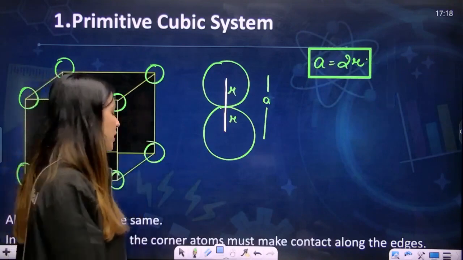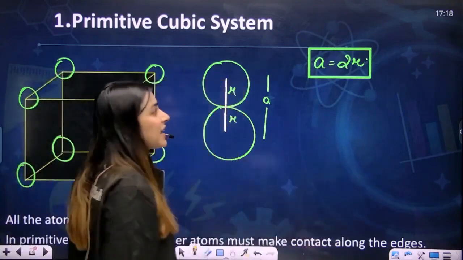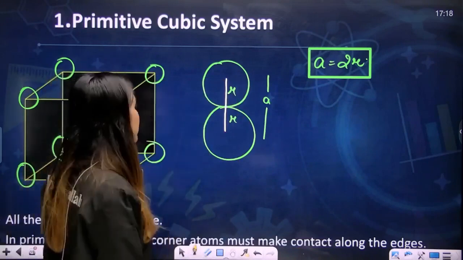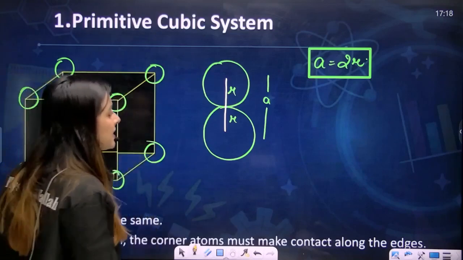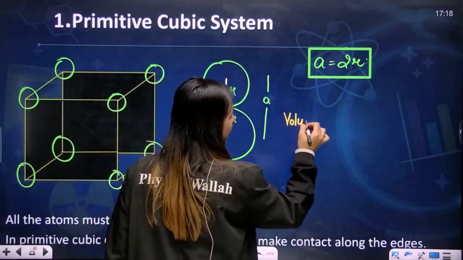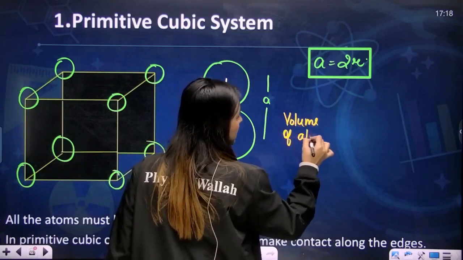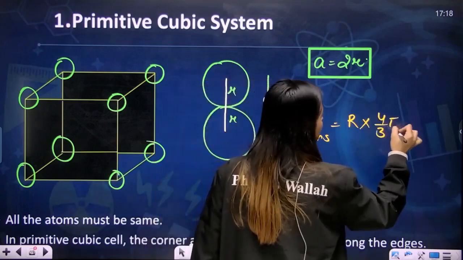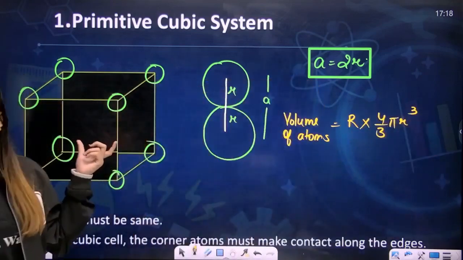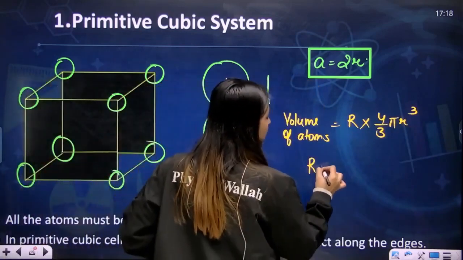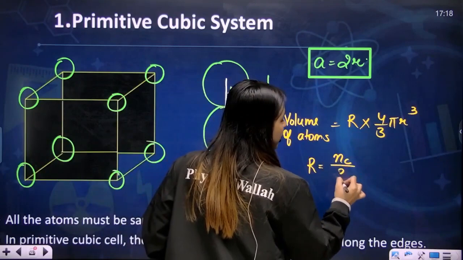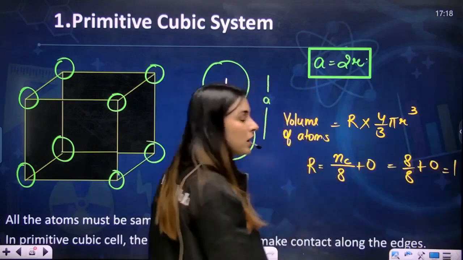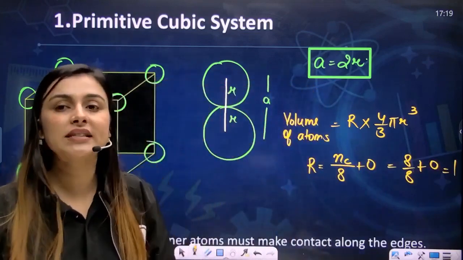Yes. So now what you are going to do, my dear students, is calculate the packing fraction of this particular unit cell. How are you going to calculate it? Let's calculate the total volume of atoms. The total volume of atoms would be rank into 4 by 3 pi r cube. It is a primitive unit cell, so what will be the rank? Rank will be number of atoms at corners upon 8 plus 0, which is equal to 8 upon 8 plus 0. So this is equal to 1. So the rank of this primitive unit cell is 1.